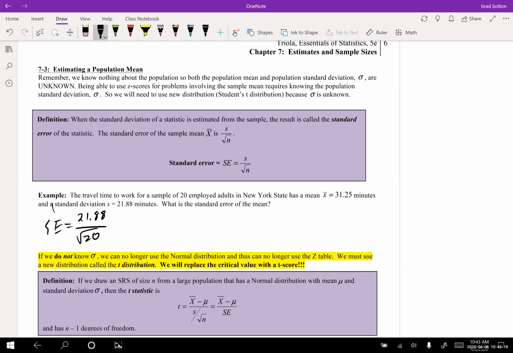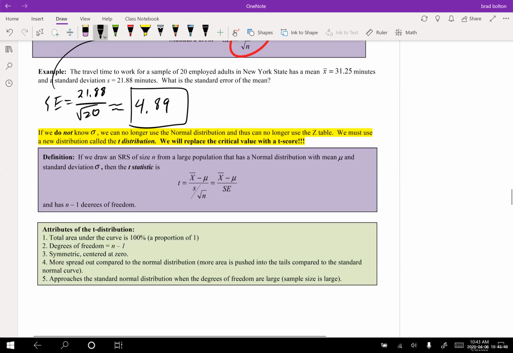So all I'm doing is I'm just using this formula right here. Should be very nice and straightforward for you guys, okay? And when we plug this in our calculator, I'm just going to say we get 4.89, I believe. Let's do 21.88 divided by second function square root of 20, and I get 4.8925. So let's just say 4.89, okay? So this is our standard error, no big deal.